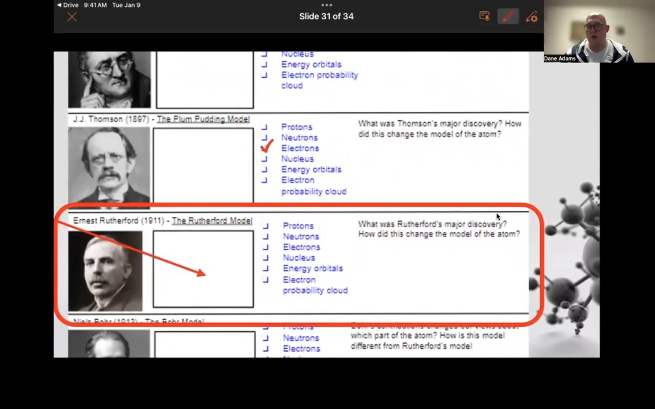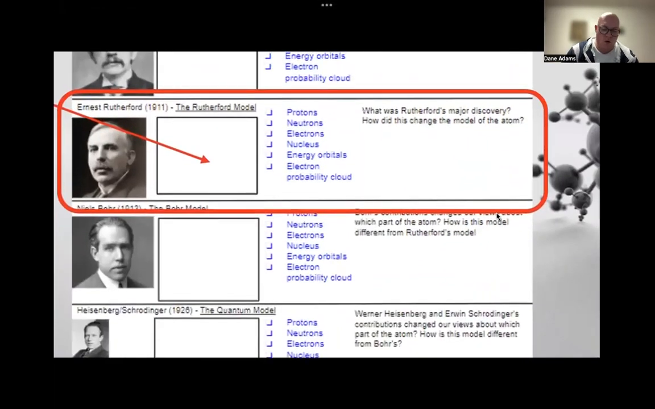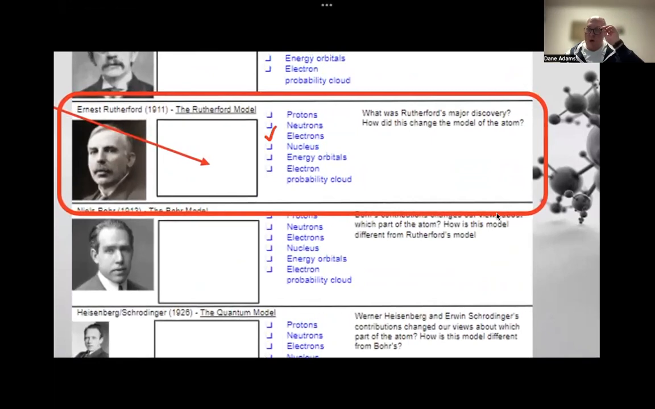Thomson discovered the electron. He discovered that an atom is not indivisible, but he didn't have any of this other stuff. Ernest Rutherford now has electrons as part of his model because he knew about Thomson's discovery, but he also introduces this idea of a nucleus. This idea that the mass of an atom and the positive charge is not evenly spread out. It is concentrated in the center, and that concentrated center is what he called a nucleus.